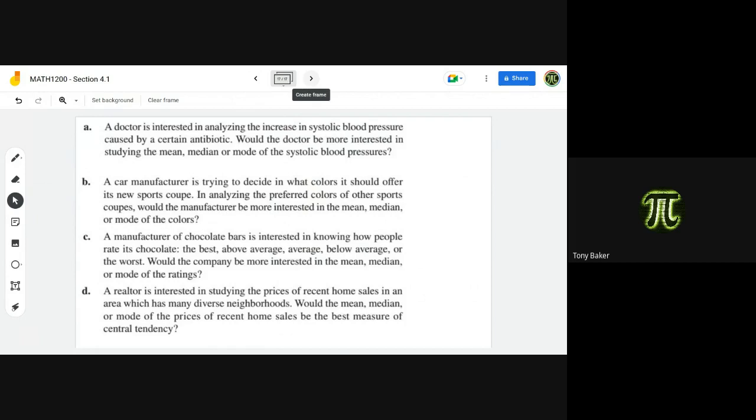A realtor is interested in setting house prices versus home sales. Would they look at mean, median, or mode for the prices of recent home sales to be the best measure of central tendency? Median. Why? What can come up when you're looking at house prices? Outliers. And which one is resistant to outliers? Median. Okay. All right, that's it.